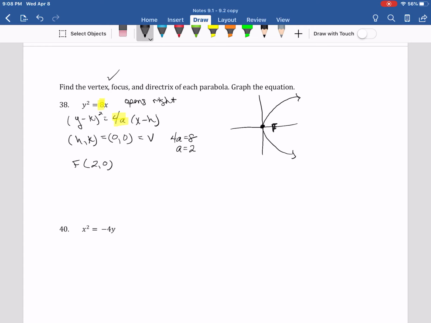And then your directrix line is back here on the other side of the vertex. And that has equation x equals -2 because the directrix is 2 units from the vertex. But this time it's going to the left. So that places you at -2. And those were the 3 pieces that we needed to identify, and then the sketch. The sketch is not to scale, but it's good enough.